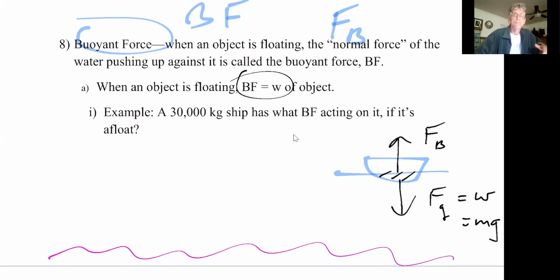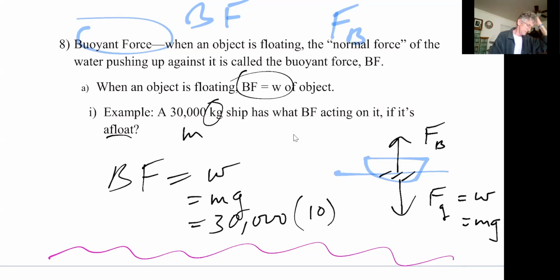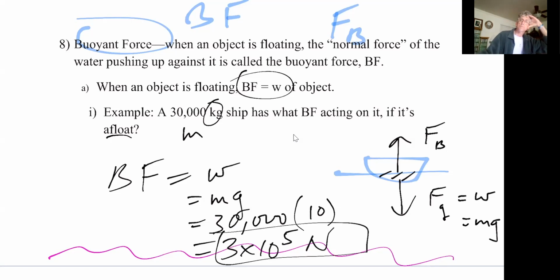Okay, so that first example: a 30,000 kilogram ship has what buoyant force acting on it if it's afloat? Well, you should realize that kilograms is mass, and if it's floating, the buoyant force is equal to the weight. The weight is equal to mg. So it'd be 30,000 times 9.8, but I just use 10 in AP Physics. So that'd be 3 times 10 to the 5 newtons. So again, when something floats, what two forces equal each other? Yeah, the weight and the buoyant force.